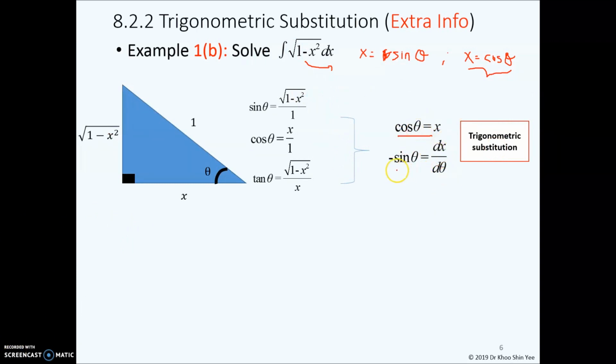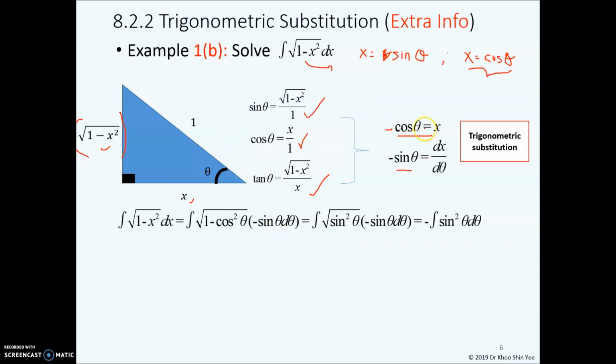So dx over d angle in this case is negative sine angle, where based on this relationship you can form a triangle. So you have 1 here, x over 1 is your cos angle. With that you can form the square root of 1 minus x squared here. So your sine angle is the distance here divided by 1, which is this. Your cos angle is the same here. Your tangent angle will be this term divided by x, right? So you can form this relationship as well as the secant, cosecant, and cotangent based on this.